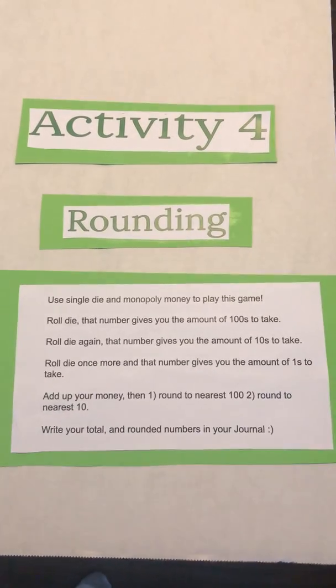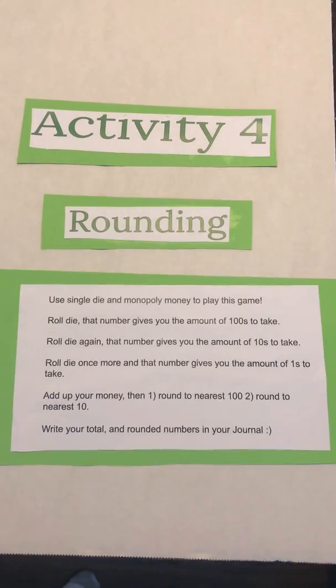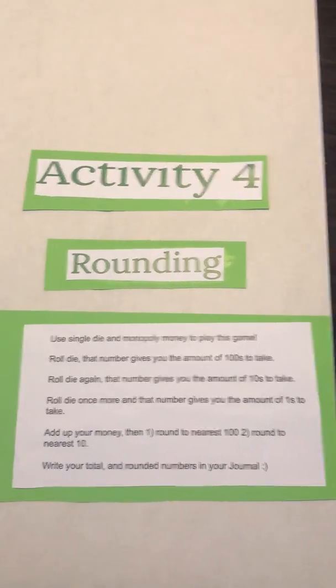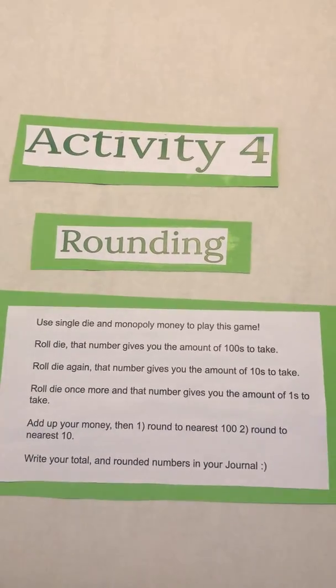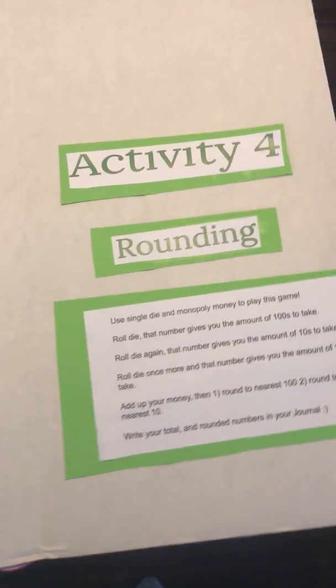Roll it again, that'll give you the number of tens that you grab. And roll it once more, and that'll give you the number of ones you have. So you add up all your money, and then you round your money to the nearest 100 and to the nearest 10. And we're going to write all of that in our class math journals.